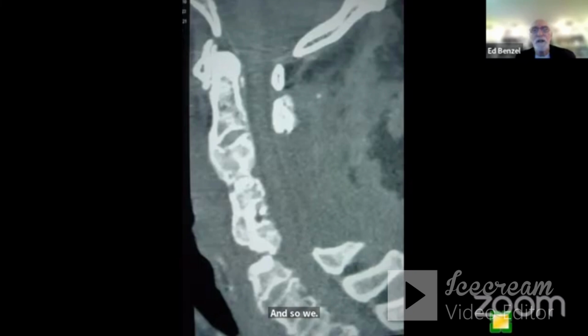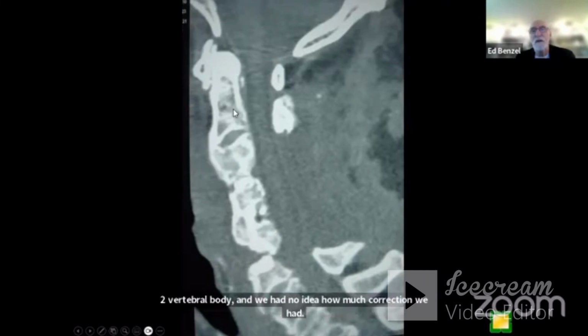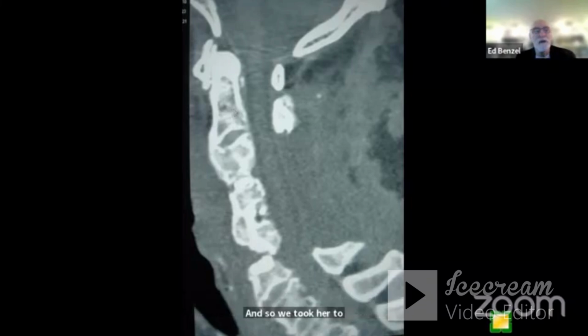And this was in the days before the O-arm or intraoperative imaging with CT. And on X-ray, we could see down to the mid C2 vertebral body, and we had no idea how much correction we had. And so we took her to the recovery room and then the ICU, left her in traction with a roll under her shoulder. And then several days later, took her back to the CT scanner and got this image, which we felt was adequate. And so we said, we'll take this and we'll fuse her in this position.